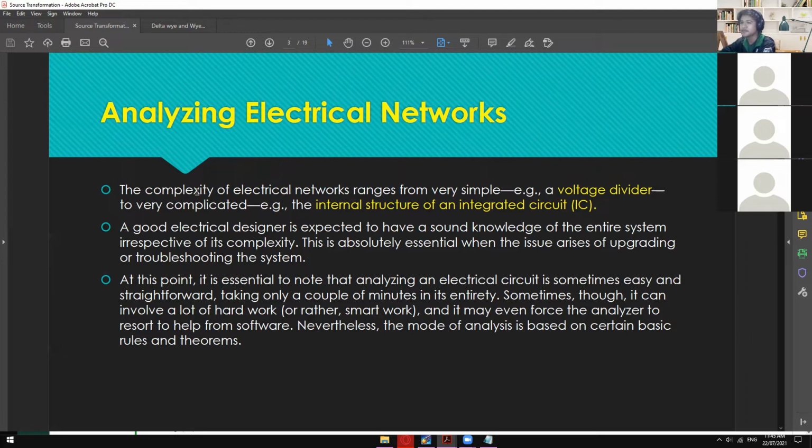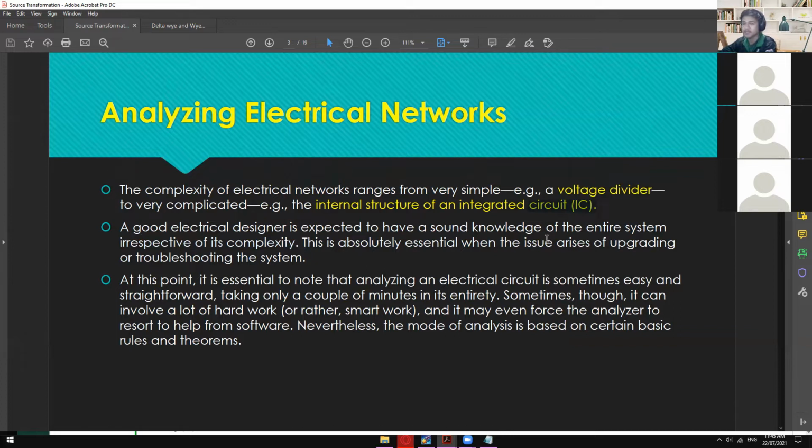Well, anyway, let's have a further explanation on why we have this source transformation. Knowing that the complexity of electrical networks ranges from very simple, let's say a voltage divider, to the very complicated internal structure of an integrated circuit. If you're an expert when it comes to analyzing designs, you will easily know that a good electrical designer is expected to have a sound knowledge of the entire system irrespective of its complexity. No matter how complex it is, let's say we have a bunch of wires and resistors, you can easily simplify that into a super simple circuit.